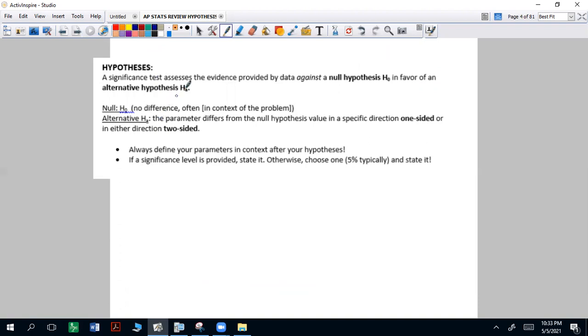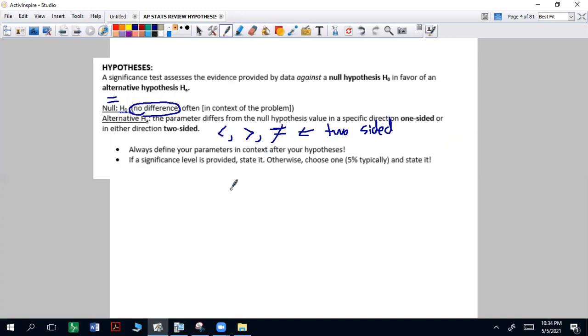For your hypotheses, you want to assess the evidence produced by the data against a null. A null is the no difference, so it's always going to be equal. And the alternative is if it differs. So it could be less than, it could be greater than, or it might simply just be not equal. And that we call a two-sided test, where the other one is going to be one-sided.